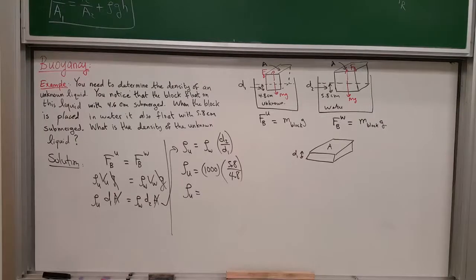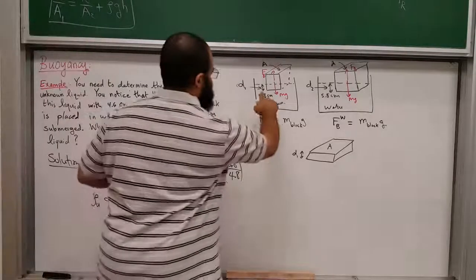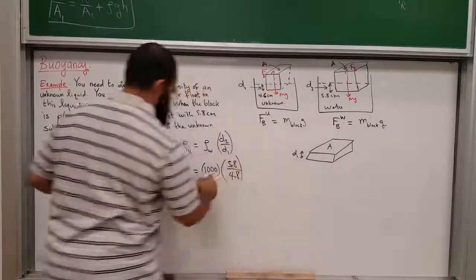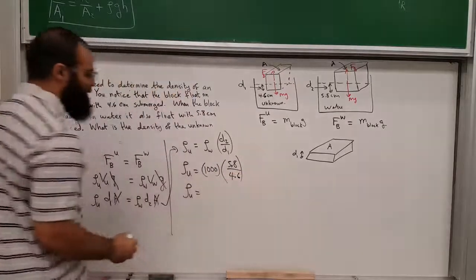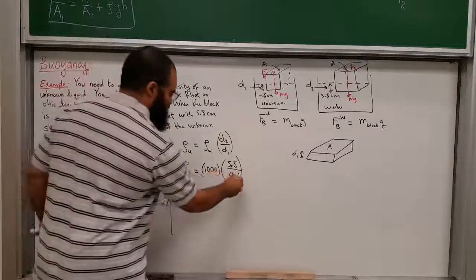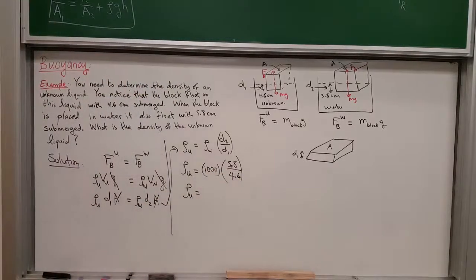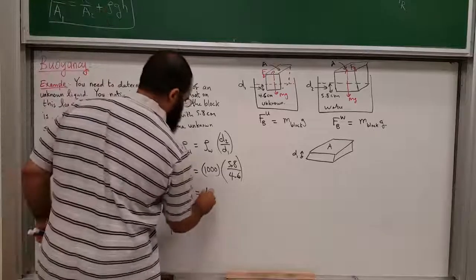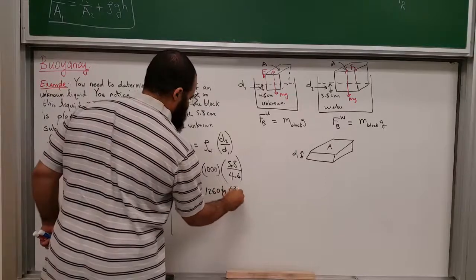So we get the density of this unknown fluid to be 5.8 over 4.8. I'm sorry, it's actually, I said 4.6, so let me just change it. Sorry about that. 4.6 here. Okay, good. So just a numeric thing. So we get, let me just write down the answer. It's 1260 kilograms per cubic meter.